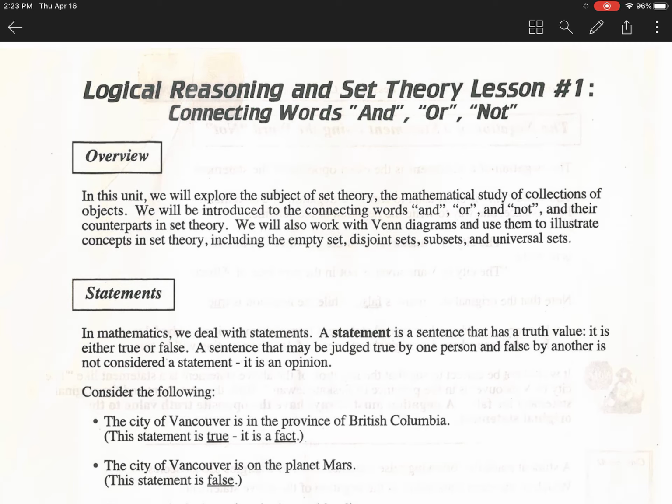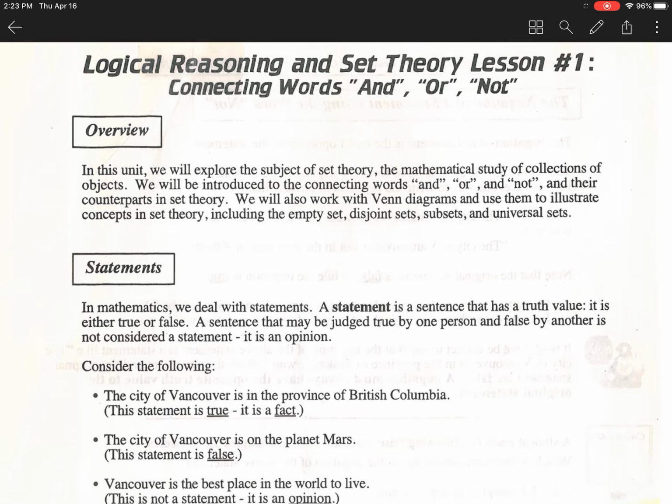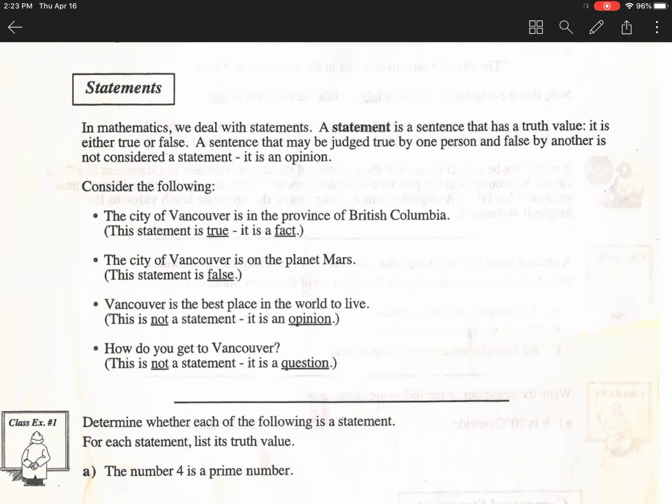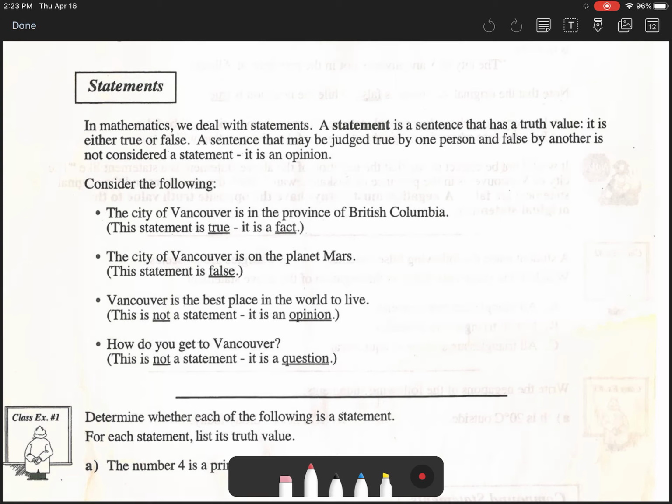So just in the overview there, it says, in this unit, we'll explore the subject of set theory, the mathematical study of collections of objects. We'll be introduced to connecting words such as and, or, and not, and their counterparts in set theory. We will work with Venn diagrams and use them to illustrate concepts in set theory, things like empty sets, disjoint sets, subsets, and universal sets. All those terms you're probably a little unfamiliar with right now, we will deal with moving forward, but those are the key phrases and terms that we need to make sure we understand. Okay, so first thing here are statements.